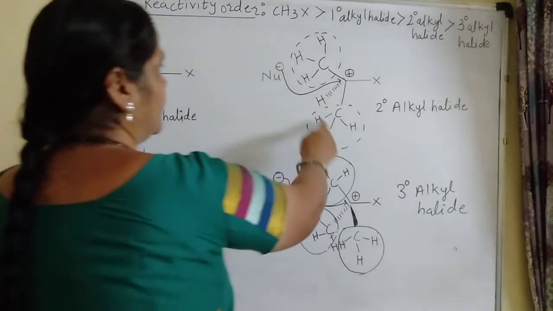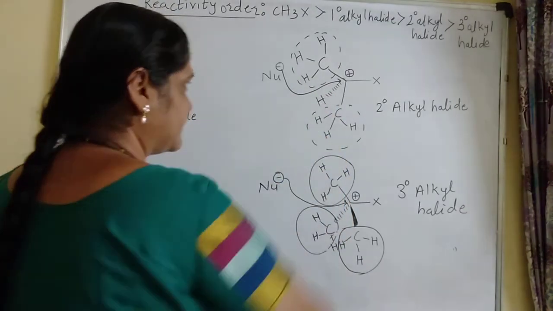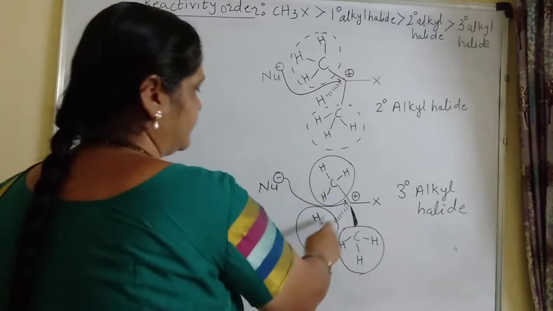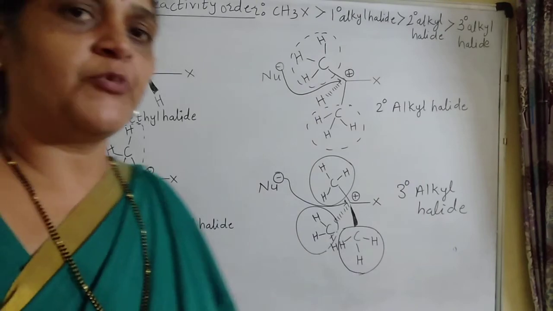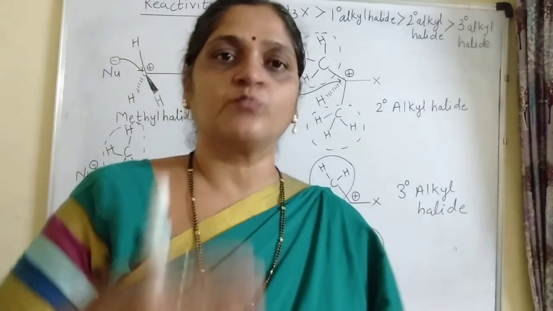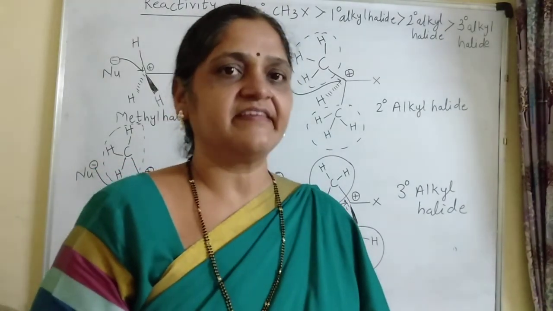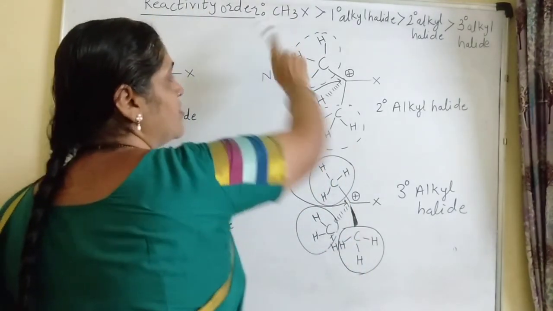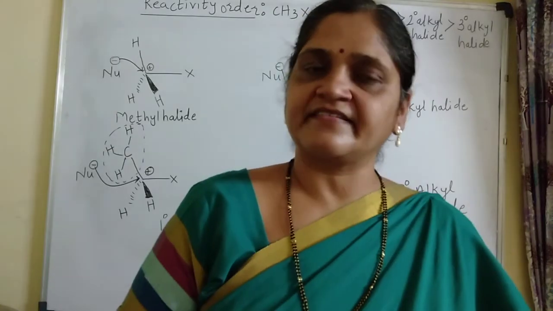For the secondary alkyl halide, 2 bulky methyl groups are joined over here. So steric hindrance increases and the nucleophile approach will become more difficult. And when you come to the tertiary alkyl halide, the 3 bulky substituents make the approach of the nucleophile to the carbon very difficult. So steric hindrance is more, and the reactivity of the tertiary alkyl halide towards the SN2 reaction is less. And so the reactivity order you are getting is that methyl halide is more reactive, while tertiary alkyl halides are least reactive towards the SN2 reaction mechanism.